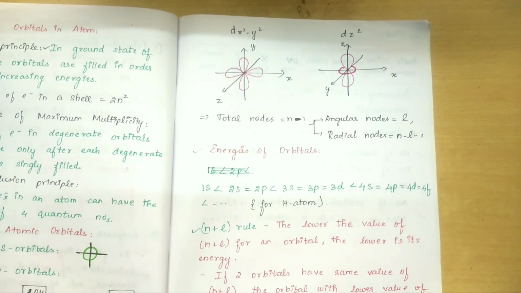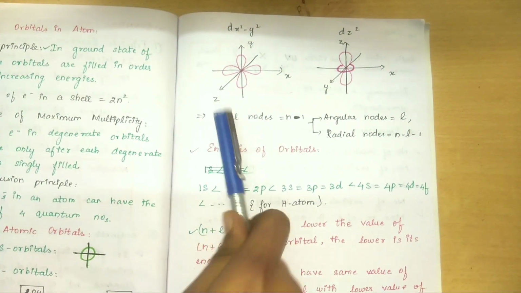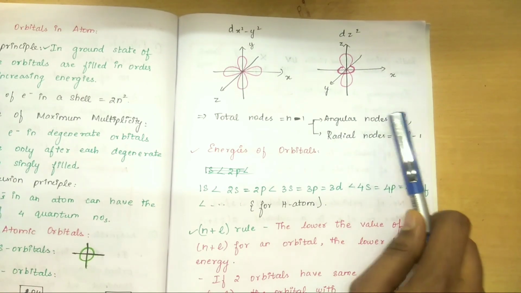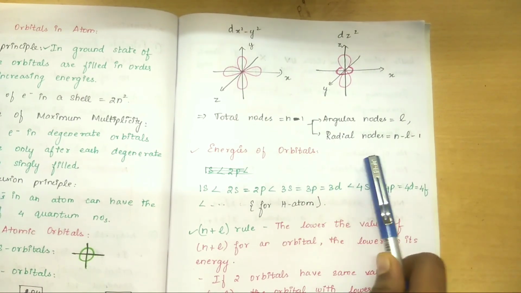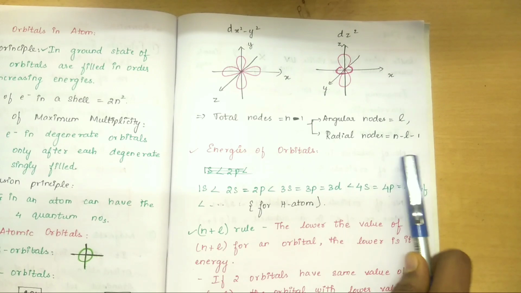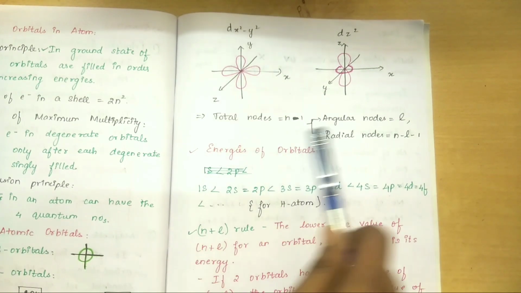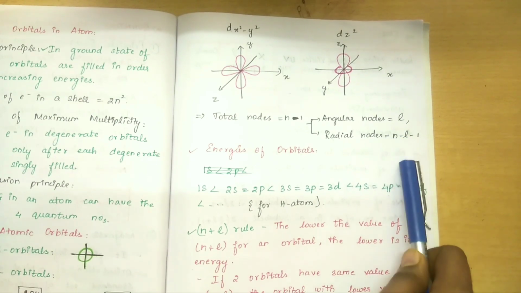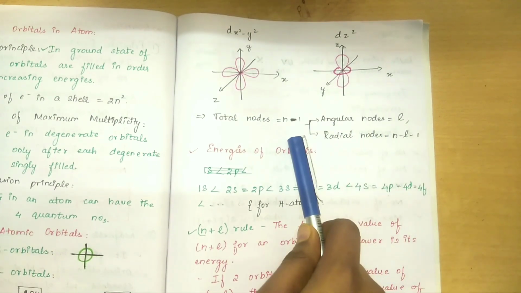Then total nodes. How can you find the number of nodes? If they are asking for angular node, angular node means simply the azimuthal quantum number l. Radial node means n minus l minus 1. And if you want the total node, you should add up both: angular node plus radial node, and both l will get cancelled out and you will get n minus 1.